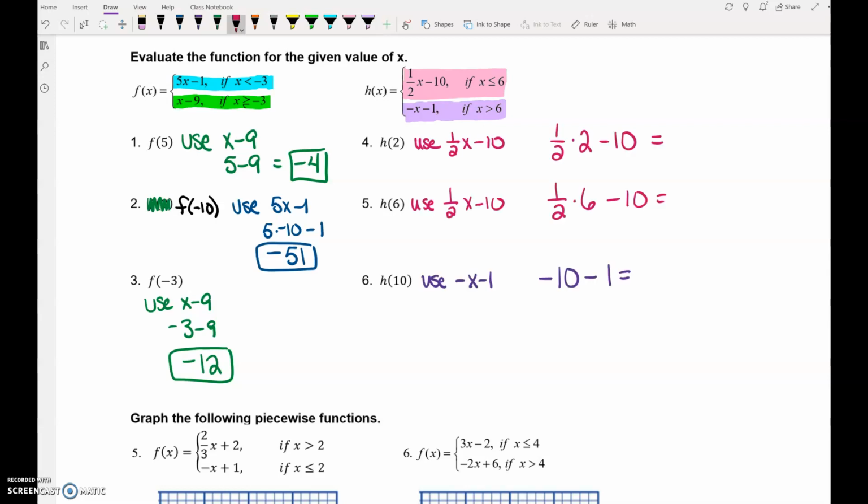On number 4, 2 is smaller than 6, so we're using the pink function. Half of 2 is 1. 1 minus 10 is -9. On number 5, 6 is equal to 6, and the top function, half x minus 10, is used when x is less than or equal to 6. Half of 6 is 3. 3 minus 10 is -7. And then the last one, 10 is larger than 6, so you use the purple, the bottom function. -10 minus 1 is -11.